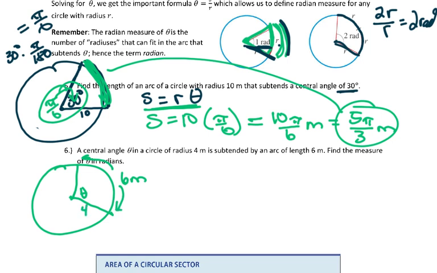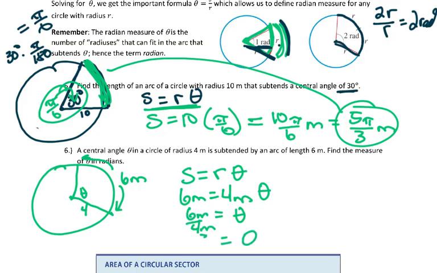So if I just use my same formula, S equals R theta, and fill in what we know, arc length is 6, our radius is 4 meters, and our angle is theta. Ultimately, theta is equal to 6 meters over 4 meters, which really is just 3 halves. So again, think about what that means. Our angle is equal to 3 over 2, or 1.5 radians. We don't have to have that pi symbol in there when we're talking about radians.